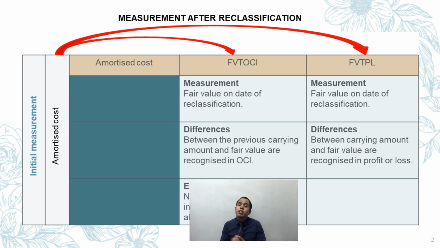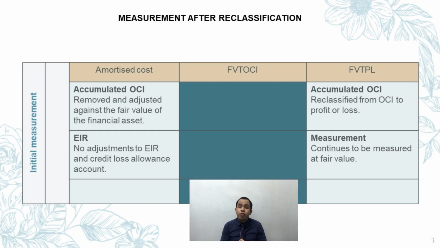Okay, now we go to the second part, which is if the initial measurement is based on fair value through other comprehensive income. If the measurement after reclassification changed to amortized cost, the accumulated other comprehensive income will be removed and adjusted against the fair value of the financial asset. There are also no adjustments to effective interest rate and credit loss allowance account.